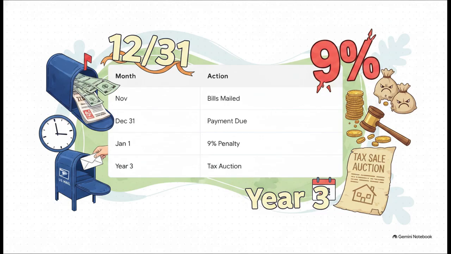If you physically mail your payment, it absolutely must have a U.S. Postal Service postmark on or before December 31st. Dropping it in a blue mailbox at 11 p.m. on New Year's Eve? Yeah, that might result in a January postmark, instantly triggering that brutal 9% penalty plus the interest. Oh, and if real estate taxes sit unpaid for 3 years, the property actually goes to a tax sale auction, which usually kicks off on the fourth Monday in August.